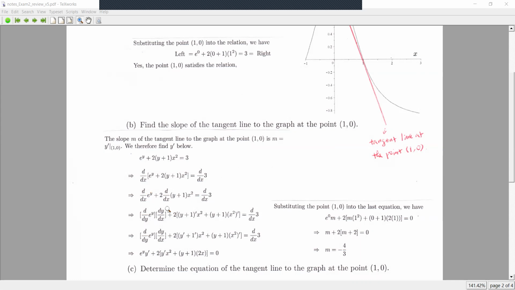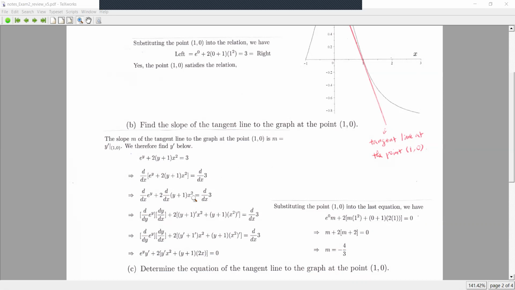To compute the second derivative, we apply the product rule because the function is a product. Y depends on X. Y plus 1 therefore depends on X. So Y plus 1 is a function of X. X squared depends on X. It is a function of X. So Y plus 1 times X squared is a product of two functions.